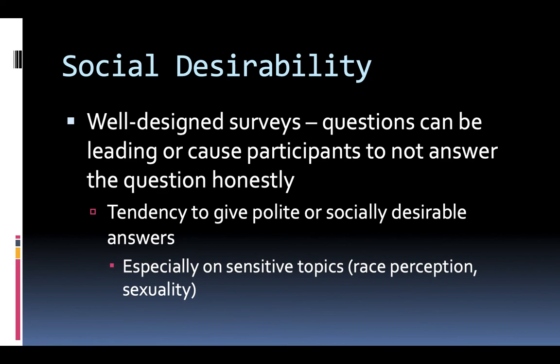We also have to know that people have a tendency to give polite or socially desirable answers when they are doing a survey. Especially if we're asking people about sensitive topics, their perception on race or sexuality, people aren't going to be super forthcoming with their answers if they know the survey could come back to bite them. So they may give socially desirable answers, or if they think the people looking at the survey are going to want that specific answer. So we have to be very careful in how we ask these questions.